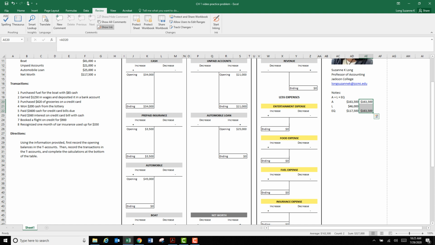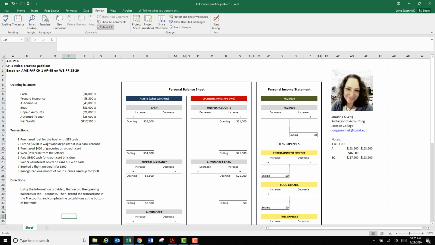If you ever happen to be working a problem where they give you all of these opening balances, but they don't give you net worth, net worth is just a question mark, well then you can do this kind of thing. You can work through, okay, what's assets, what's liabilities, I can find the difference. I can calculate net worth or ownership equity if I need to, no problem. All right, let's take a look at the transactions. First one, purchased fuel for the boat with cash.